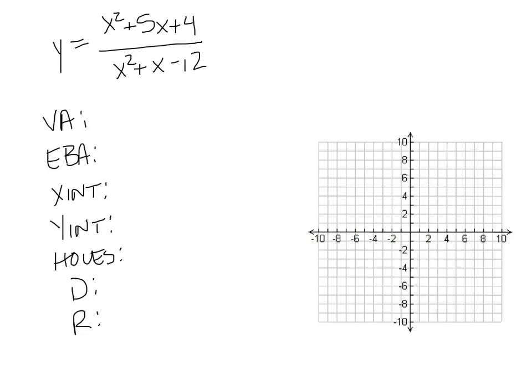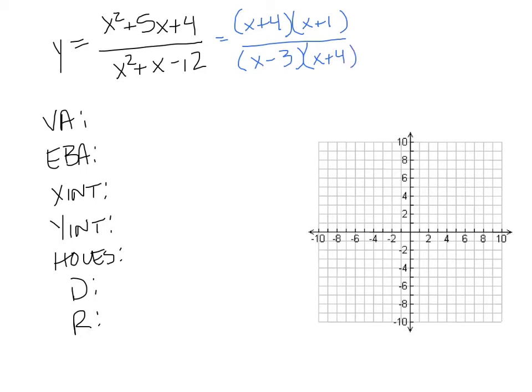So here's our next example, and it is one that needs to be factored. For the numerator, we need to think what multiplies to be 4 and adds to be 5. That would be 4 and 1. So I have x plus 4, and I have x plus 1. In the denominator, we need to think, okay, what multiplies to be negative 12 but adds to be positive 1, and that's going to be x minus 3 and x plus 4.